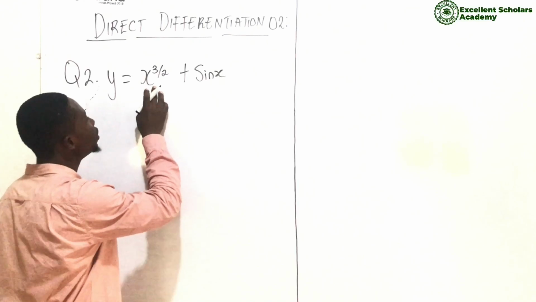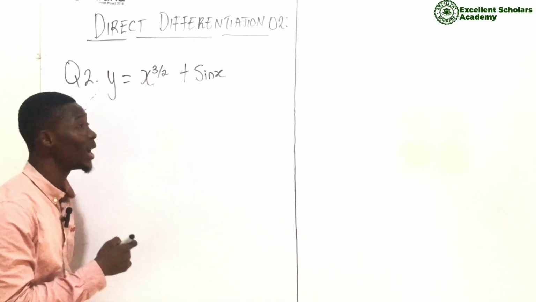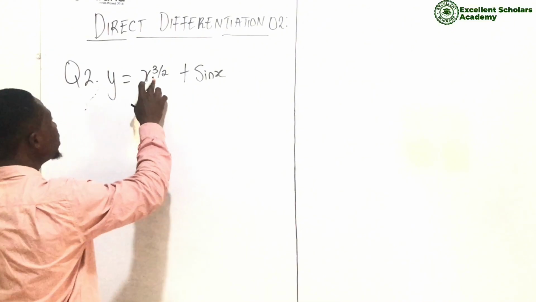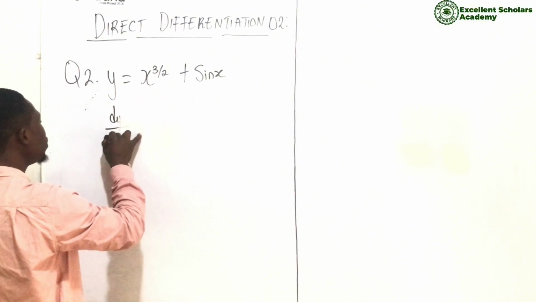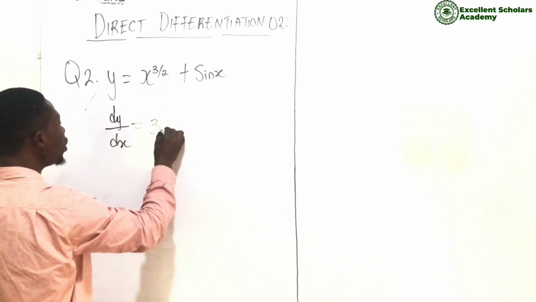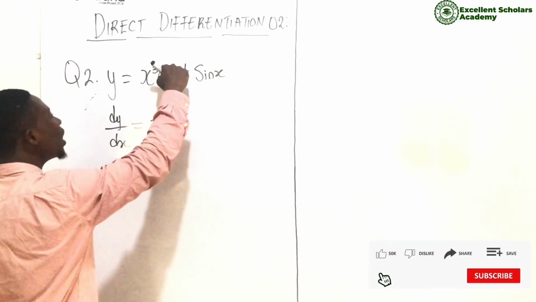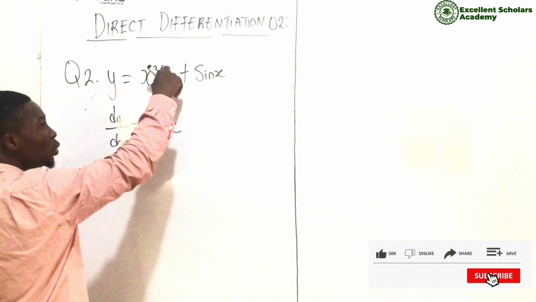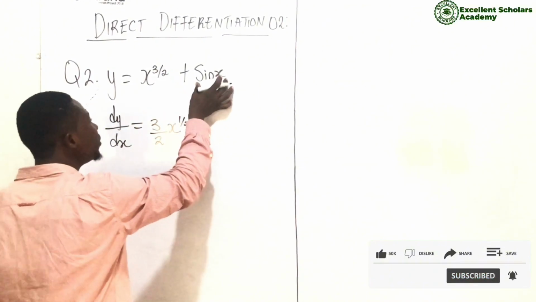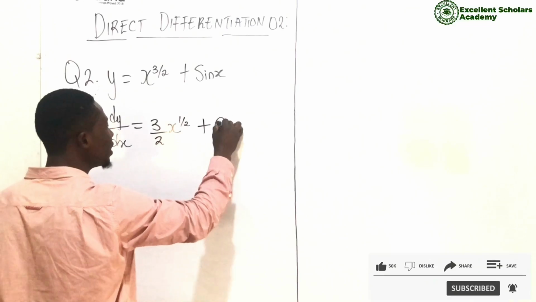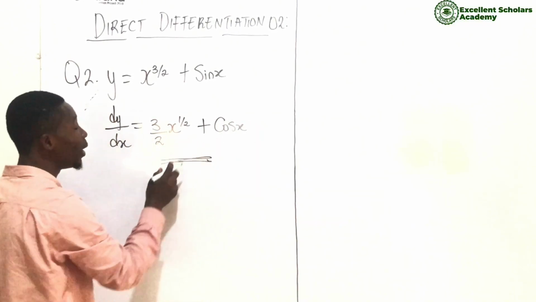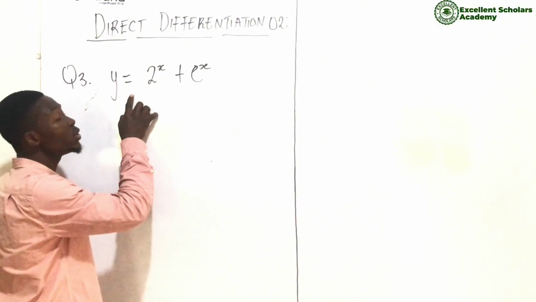y equals x to the power of 3 over 2 plus sine x. Okay, now we're going to differentiate this. So dy dx is going to be equal to 3 over 2 multiplied by this, that gives you 3 over 2x. Subtract 1 from 3 over 2, you are going to get 1 over 2. Differentiate sine x now, you're going to get cos x. And this will be our final answer. So this is the next question we're going to solve.